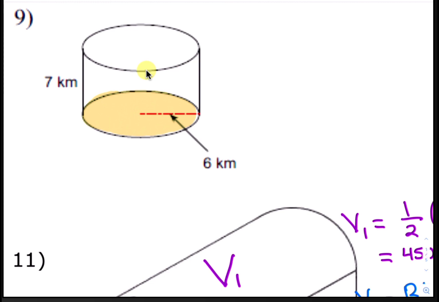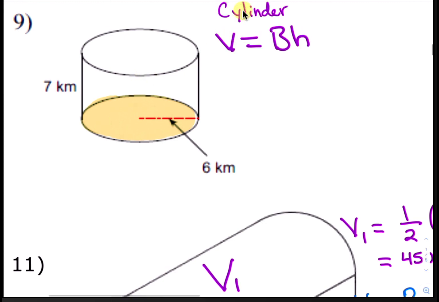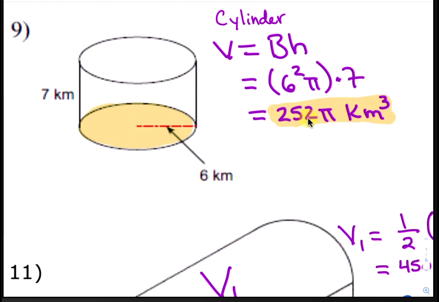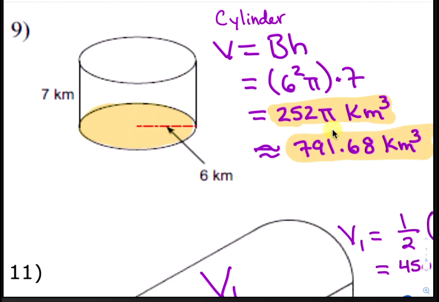All right, we're finding the volume of this figure, and this is a cylinder. The volume of a cylinder is the area of the base times the height. The base is a circle, so that is radius squared times pi, and the radius is 6. And the height is 7. So we plugged in the numbers here, 6 squared pi times 7, and we get 252 times the pi. Then if you want to include pi in your calculation, it'll be 791.68, and it's cubic kilometers.